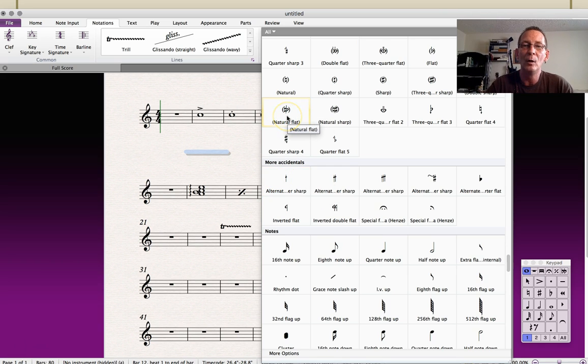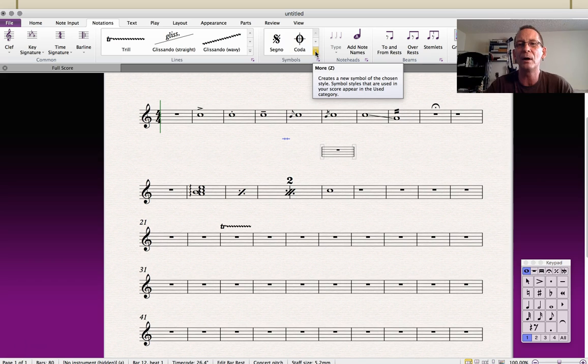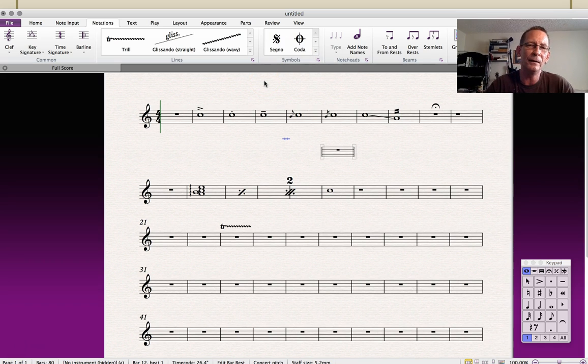You run into this. What the heck is that? A natural flat. What does that mean? Some of those things, you're going to want to spend some time on. I'm not really going to get into those too much, because most of the basic ones we've already talked about in the other video. And any of the very specific ones for other instruments will come along as you work through it.